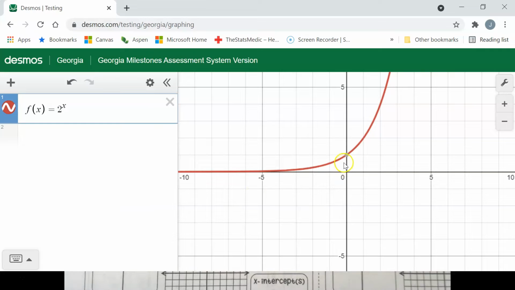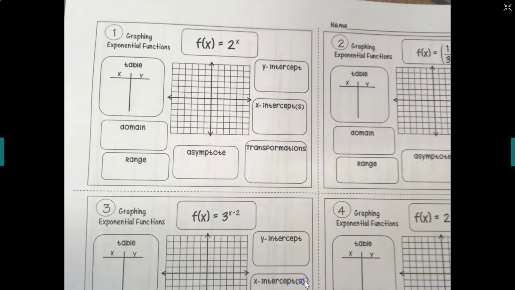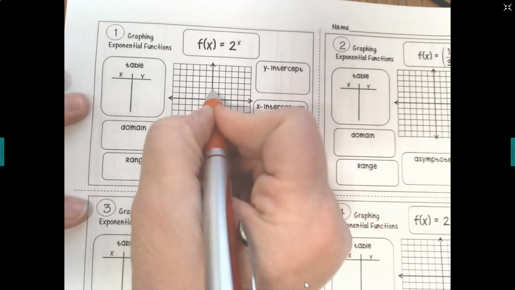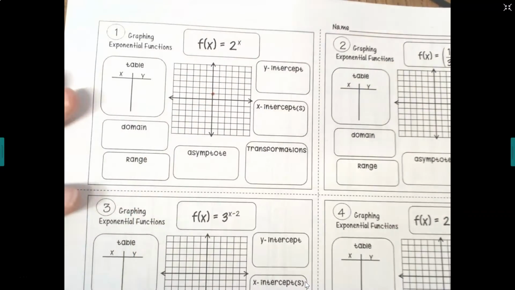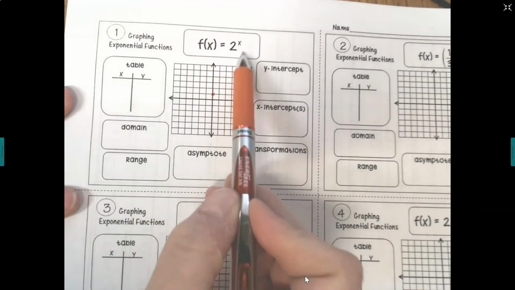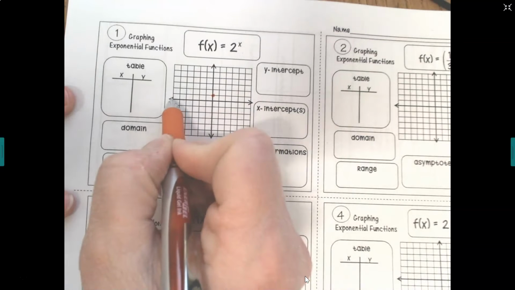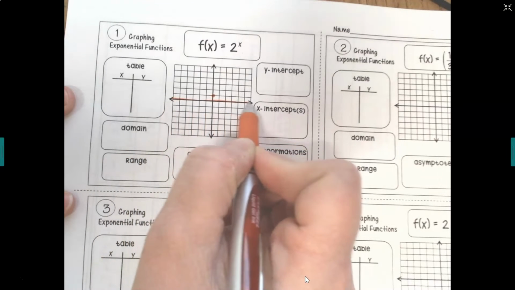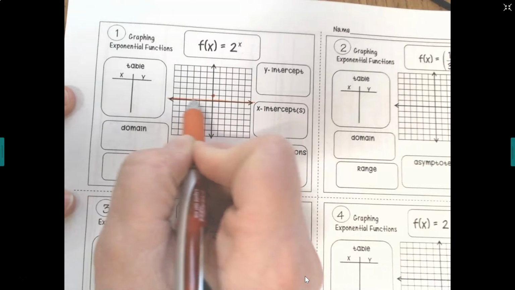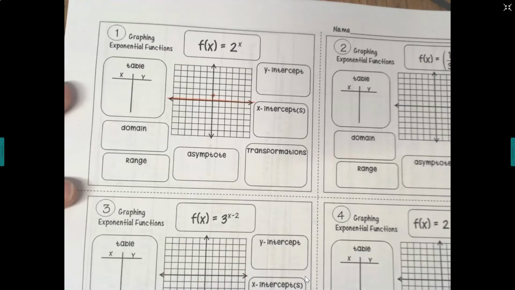What we really need is the x-intercept and the y-intercept and the asymptote. So our y-intercept is at 0, 1, so I'm going to put it here at 0, 1. Looking at the equation, there's no plus or minus off of there, so that means my asymptote is here at 0, which means there's no x-intercept.